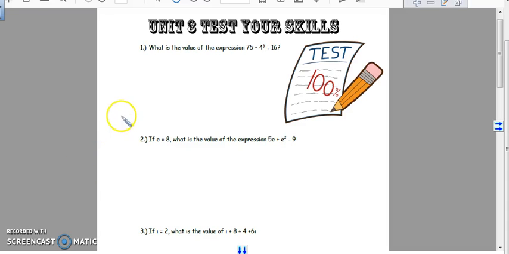Okay, let's go over this and see how you did. Remember, your test your skills must be filled out before you check your work. All right, first one is on order of operations.